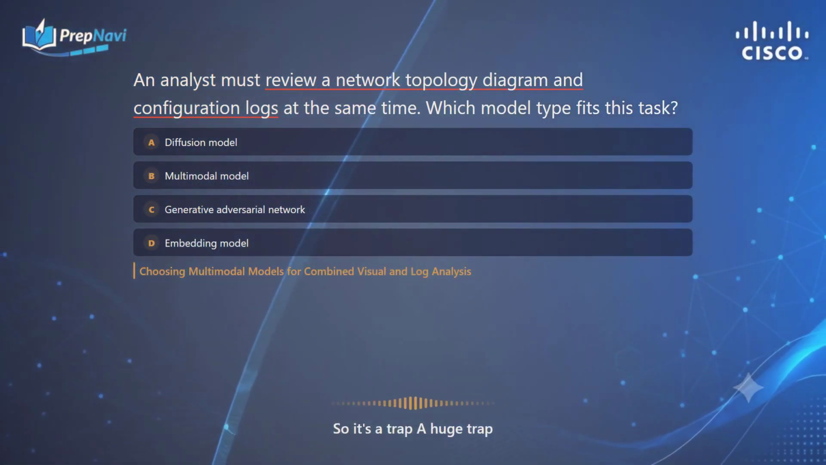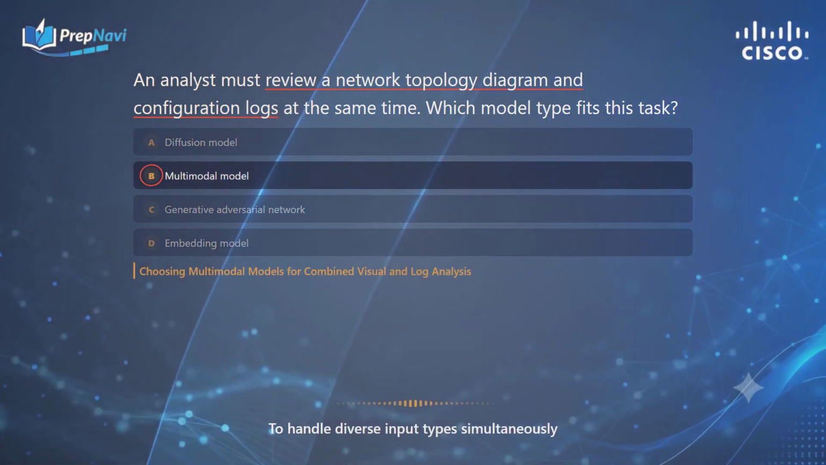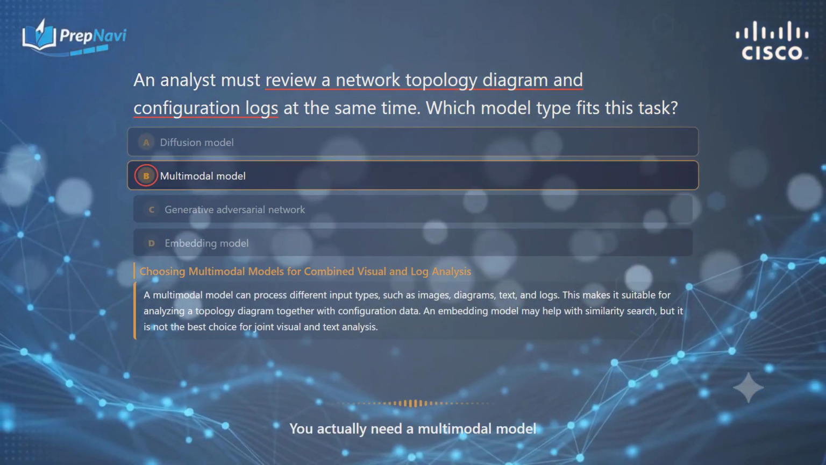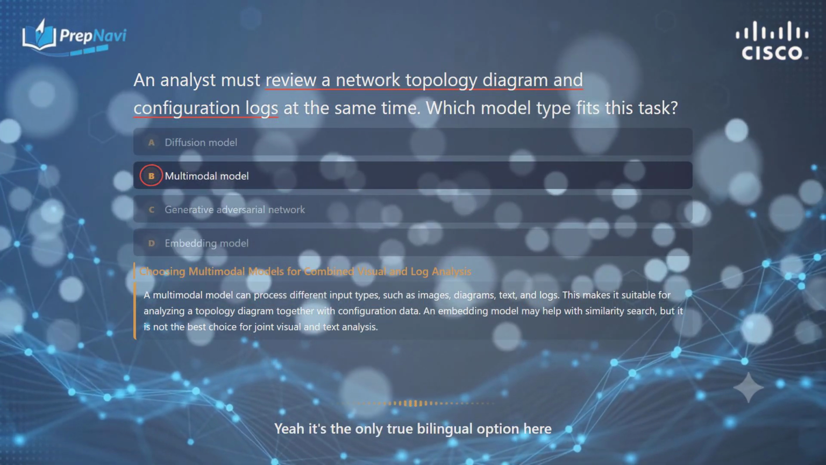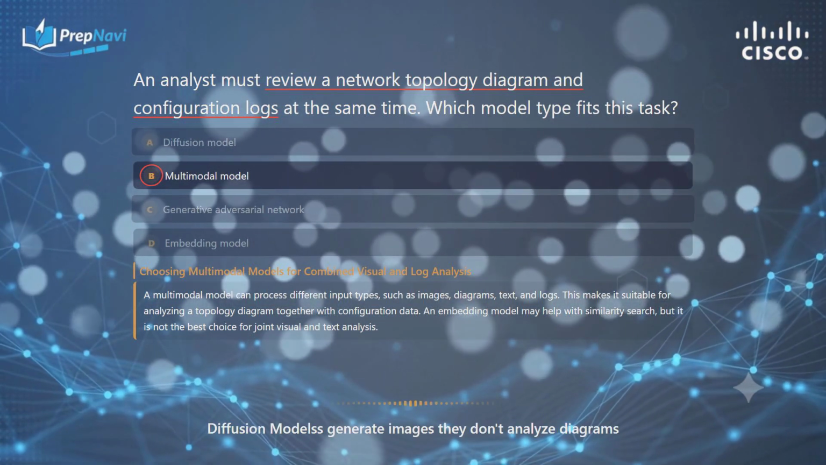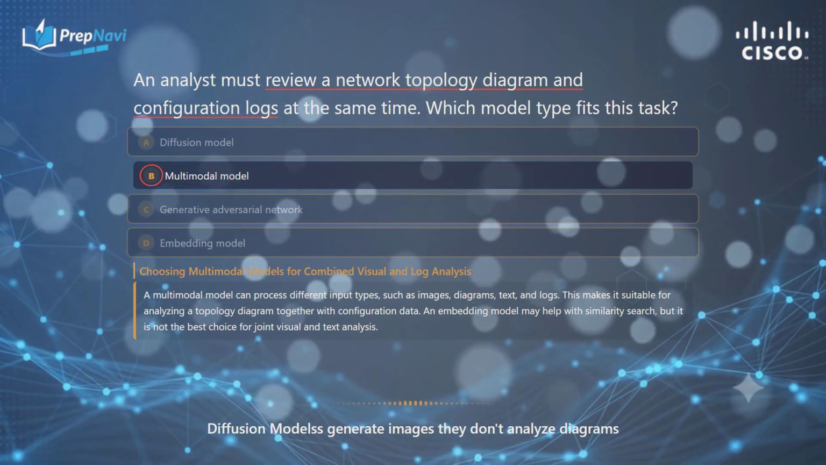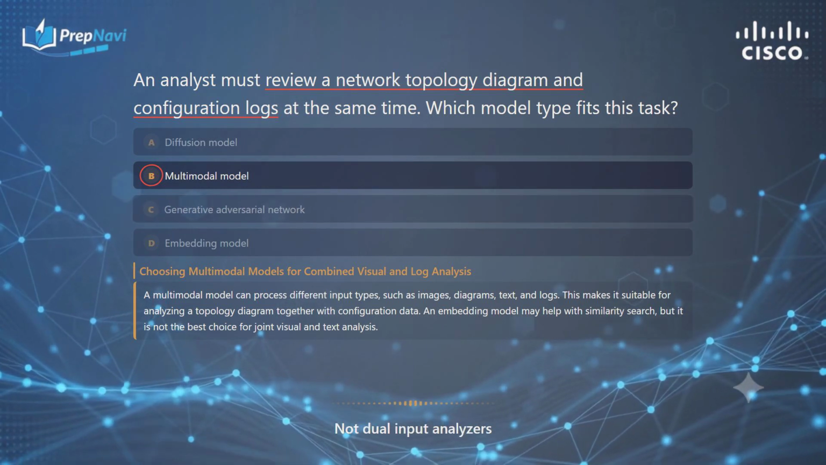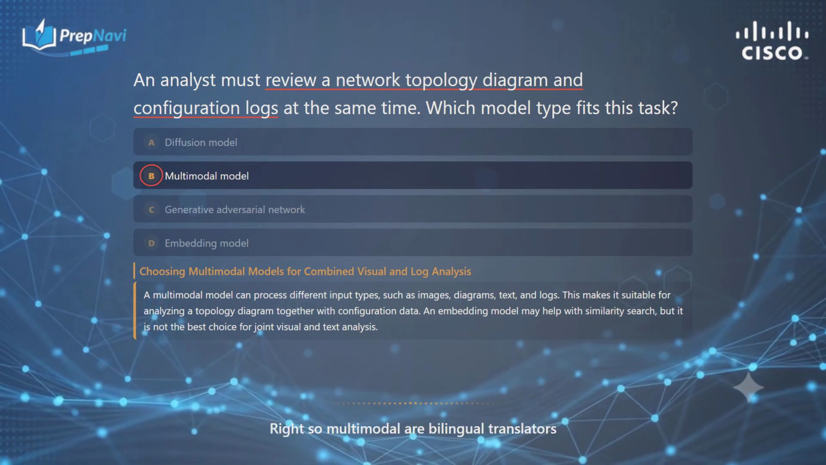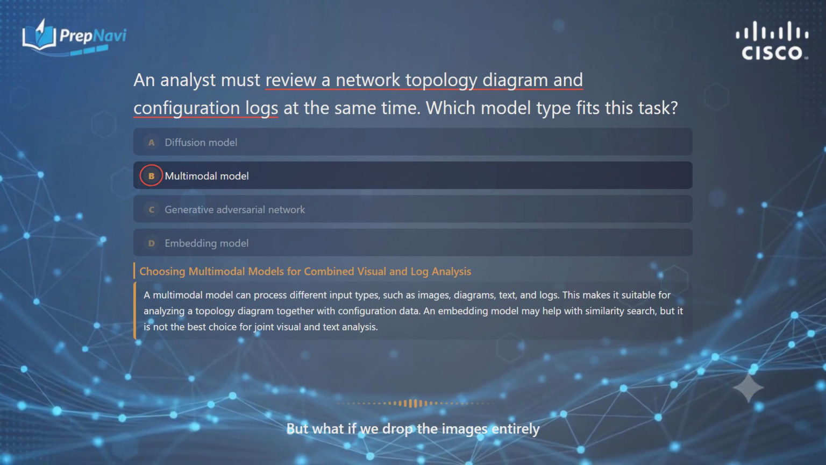Ah, so it's a trap. A huge trap. To handle diverse input types simultaneously, you actually need a multimodal model. Multimodal. Okay, that makes sense. Yeah, it's the only true bilingual option here. I mean, diffusion models generate images. They don't analyze diagrams. And GANs are competing networks, not dual input analyzers. Right, so multimodal is our bilingual translator. But what if we drop the images entirely?